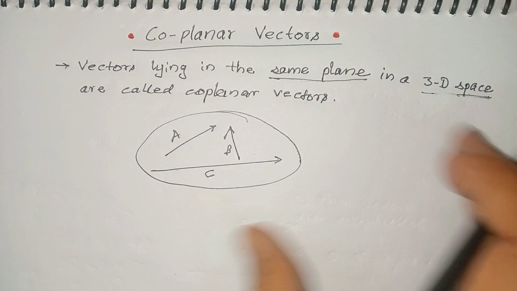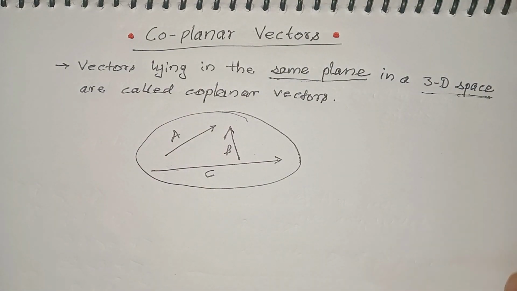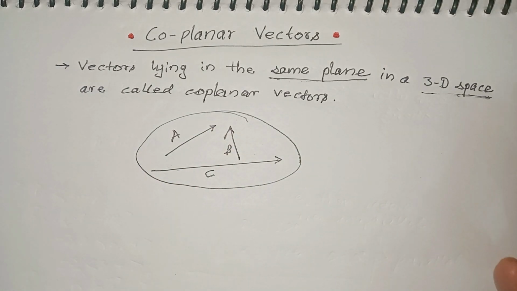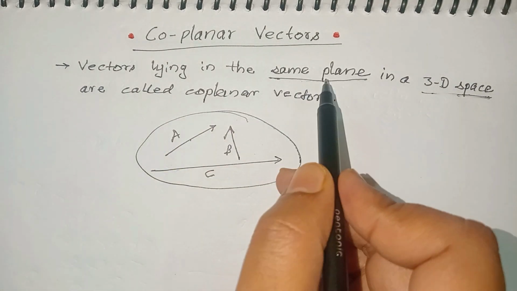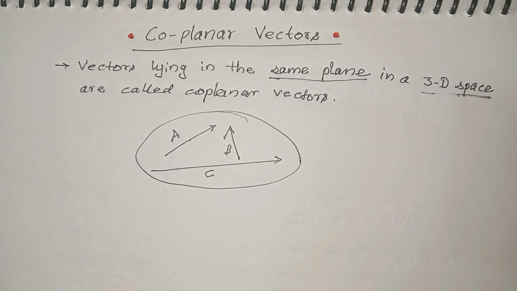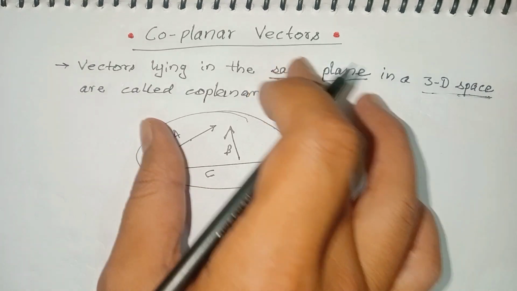This plane is also lying in this 3D space, so these vectors are also lying in the 3D space. Vectors are lying in the plane, and the plane is lying in the 3D space. Simple. Now we understand coplanar vectors.